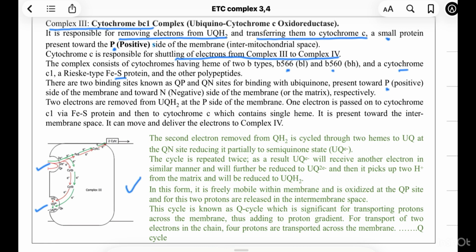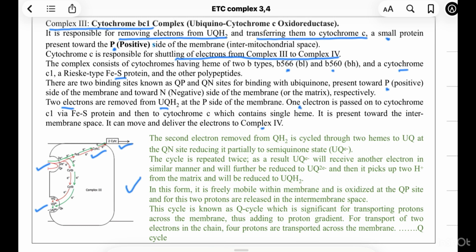The complex operates in a manner where two electrons are removed from UQH2. One of these electrons is passed to cytochrome C1 via FeS, and then the electron is given to cytochrome C. We will soon learn that this electron is then transferred to complex 4. These reactions happen at the QP site of complex 3.